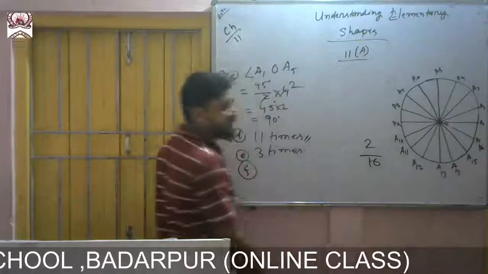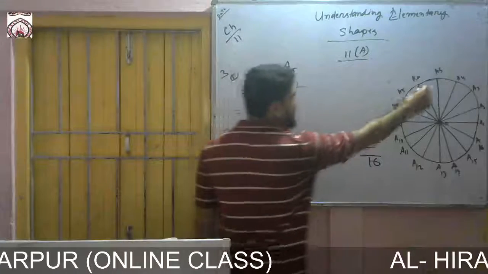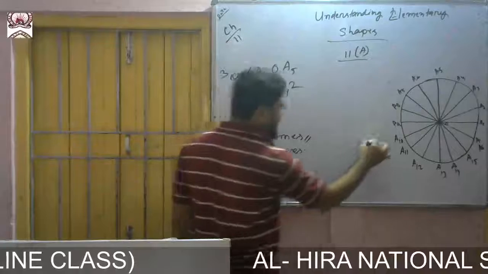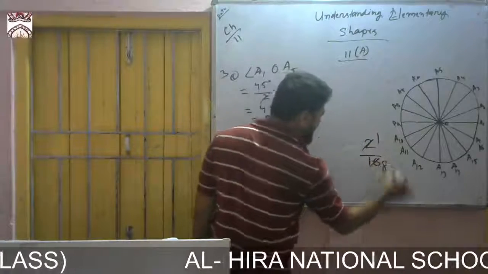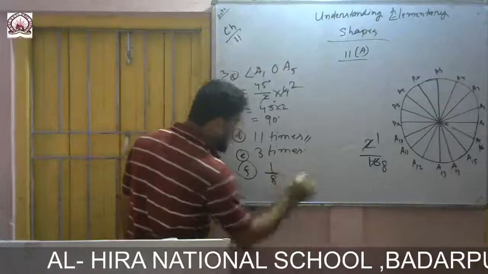So out of 16, these are 2 parts. I need to express it as a fraction. So out of 16, from A5 to A7, there are 2 parts. If I cancel, then 2 ones are 2, 2 eights are 16. It is 1 by 8.